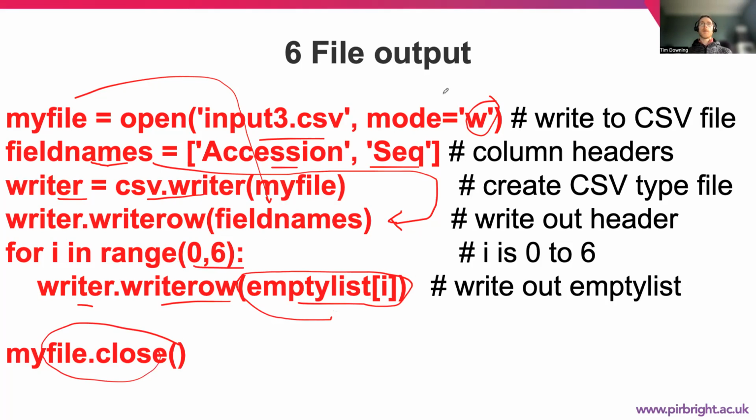So those are the steps that we have. A file handle my file, csv.writer accesses my file. We can print out the field names if we have certain header names inside there, and we can write out lists or whatever we have out there and close it at the end.